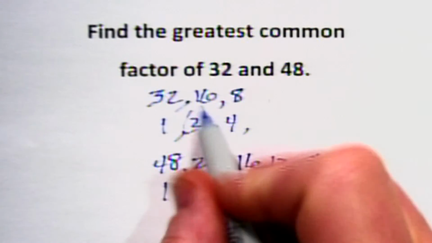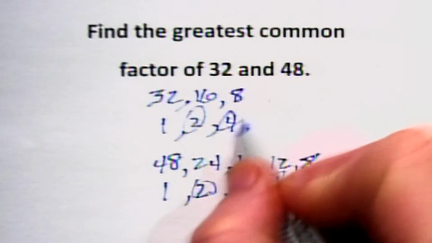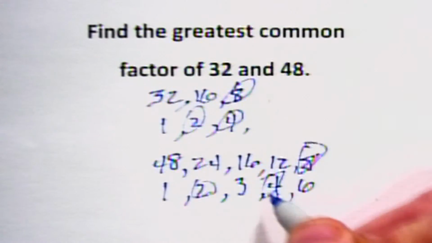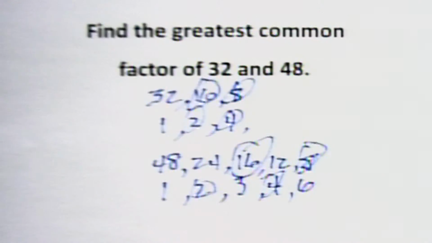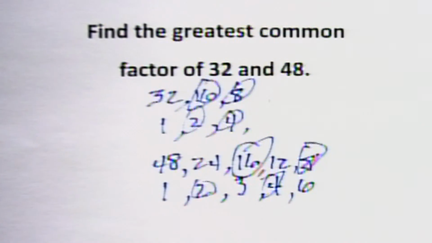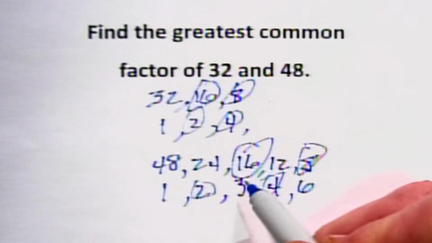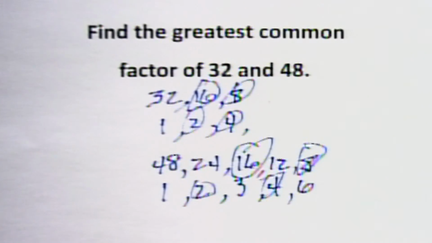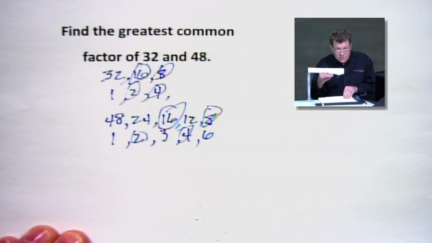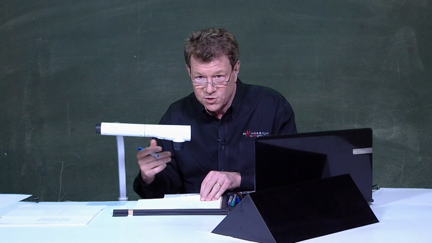Common factors: 2, 4, 8, and 16. What is the greatest common factor of 32 and 48? 16. See how that works? We just find all the factors, then we find the common ones, and then pick the greatest, the largest one.